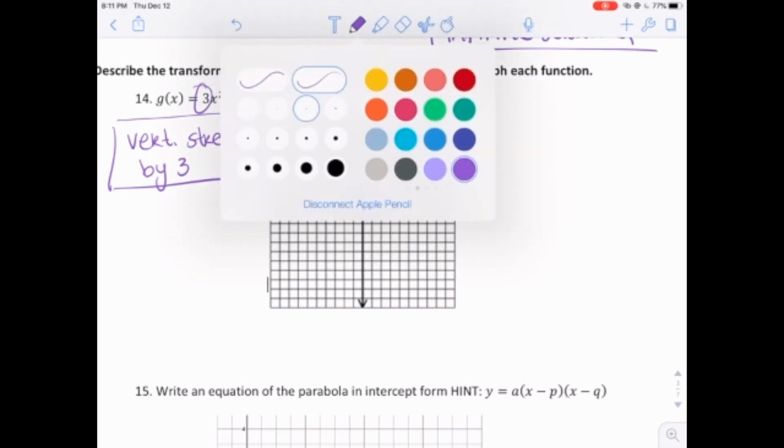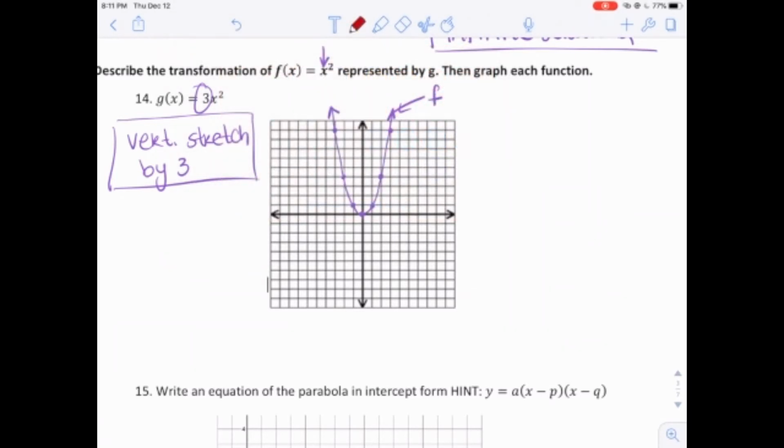Then we want to do the transformed one where we vertically stretch by 3. So again, we can just plug numbers in. We're going to start here, plugging in values for x. If I plug in a value of 0 for x, I'm going to get 0. So we're starting off in the same place. If I plug in 1, I get 3. If I plug in 2, 2 squared is 4 times 3 is 12.